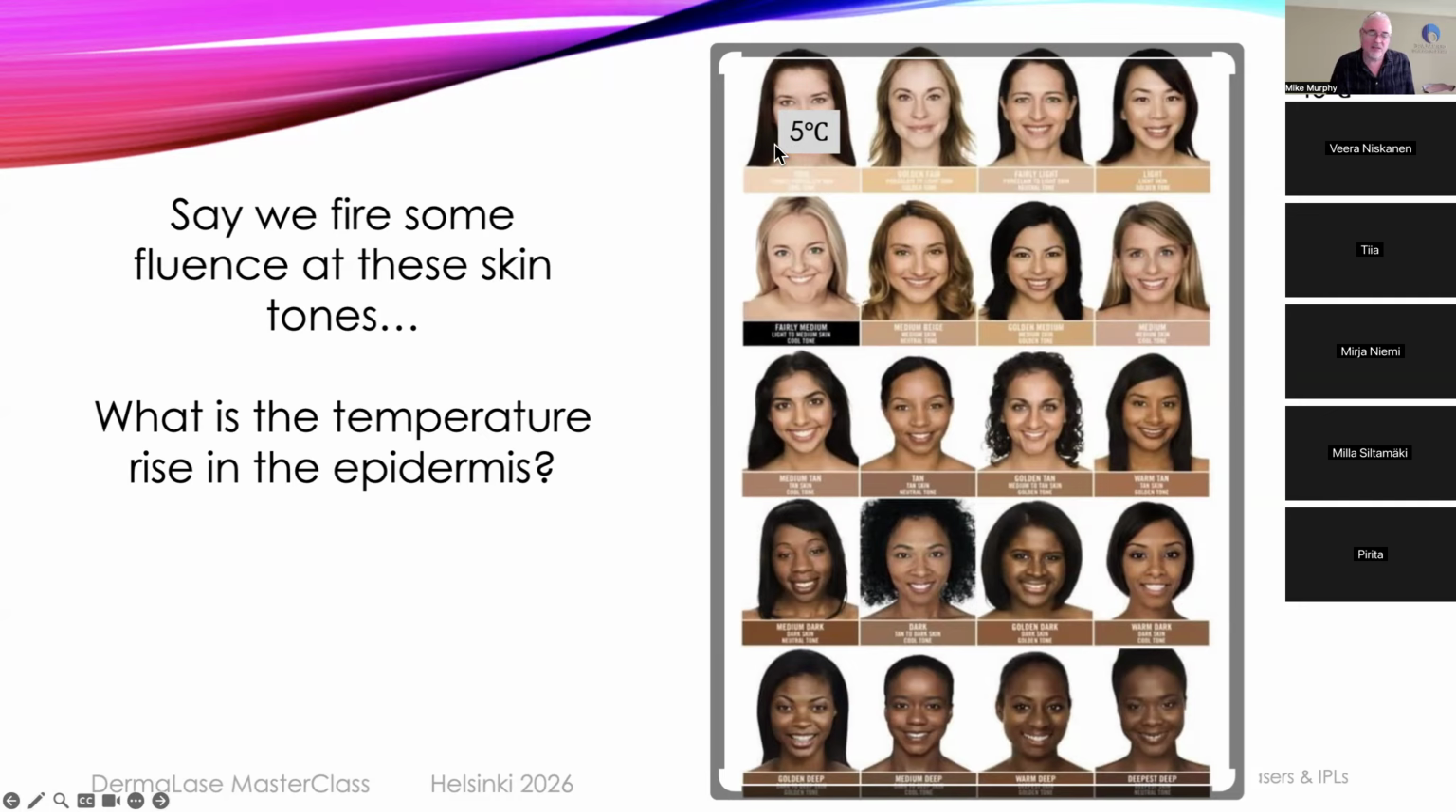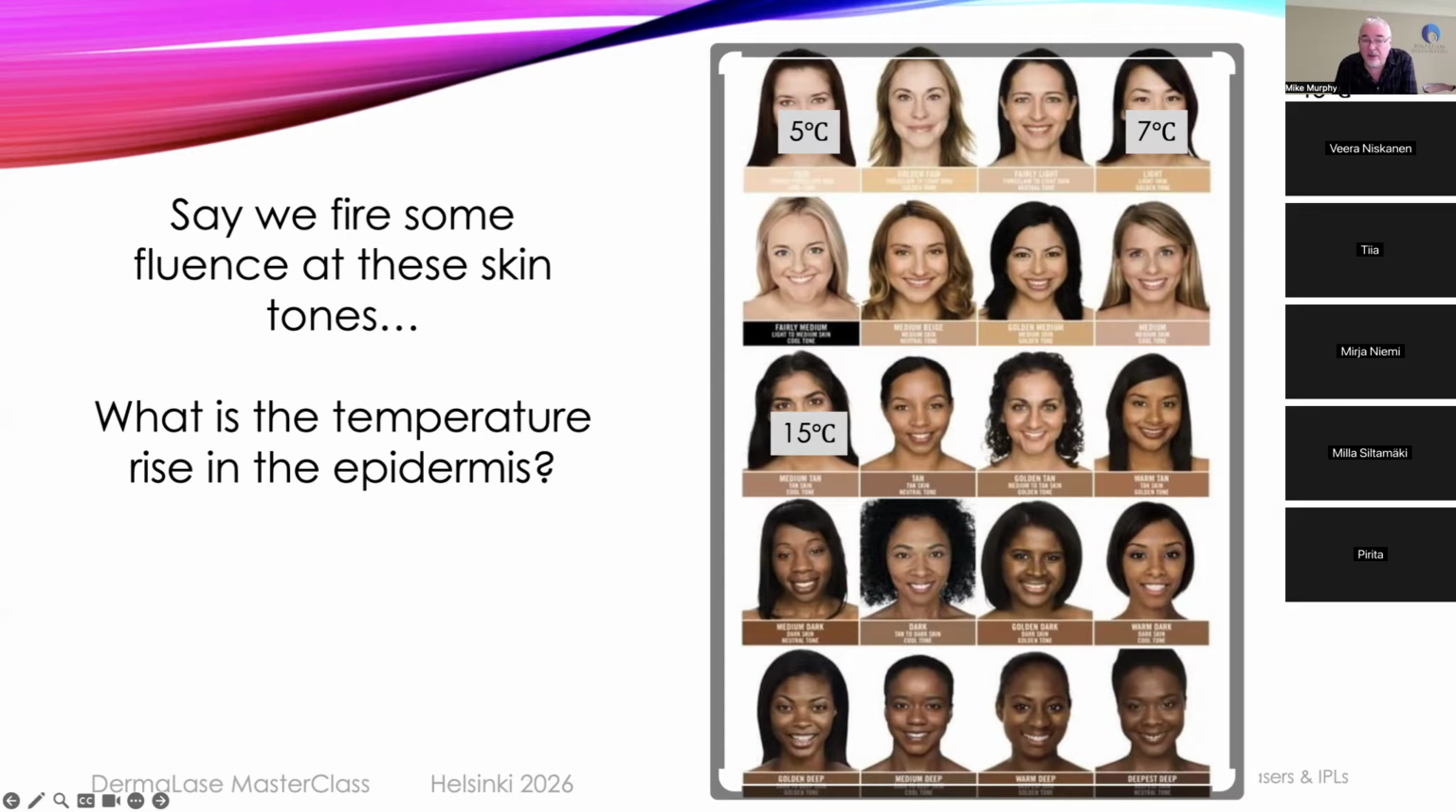If we assume her skin temperature starts at 35 degrees for all these ladies, then her skin temperature will go up to about 40 degrees. Okay, fine. For this lady, she's got slightly more melanin, so a slightly higher temperature rise, so she'll go up to 42 degrees. This lady, though, oh, she's got a lot more melanin, 3 times the concentration of this lady, so her temperature increase is 15 degrees. So she's now at 50 degrees.